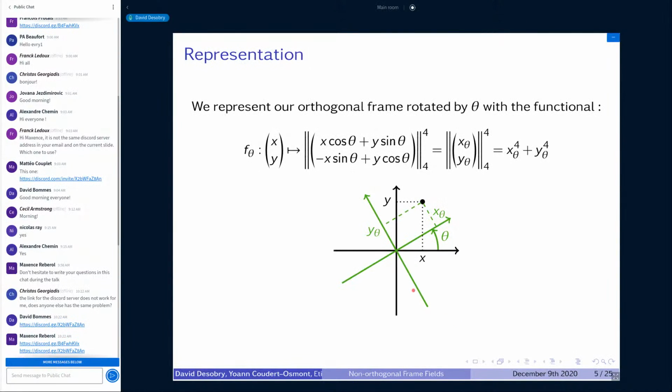So we represent an orthogonal frame rotated by theta with a function. This function takes a point xy projected orthogonally on the frame to obtain local coordinates x theta, y theta, and then does the L4 norm of this projected point. And in fact, what we have is a 4th order tensor.